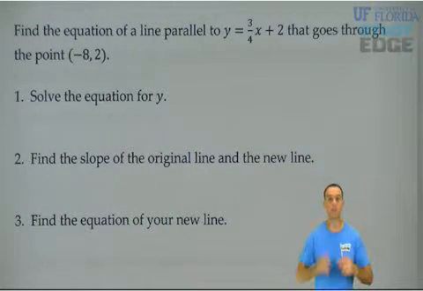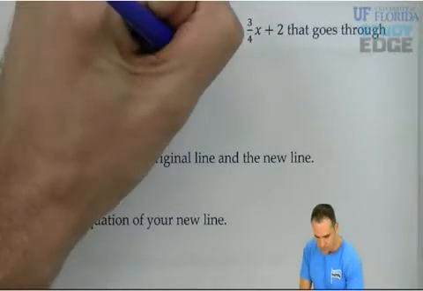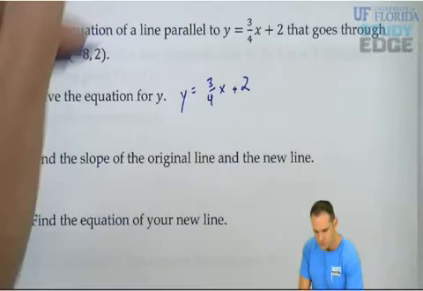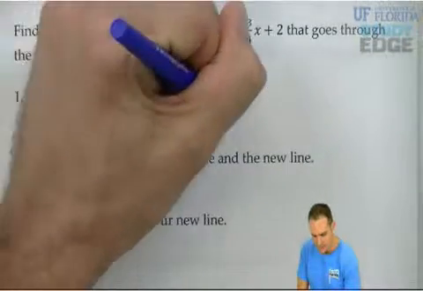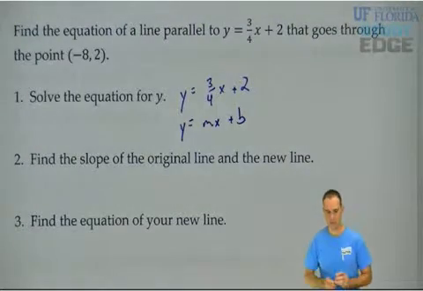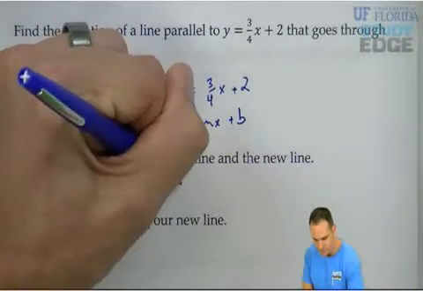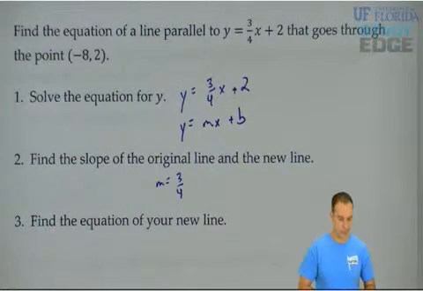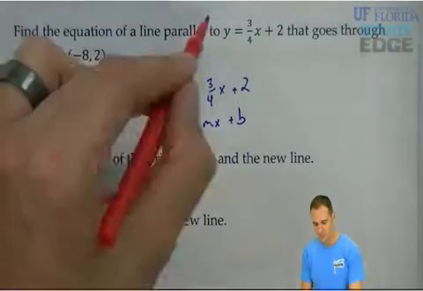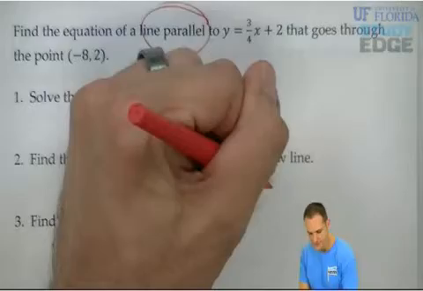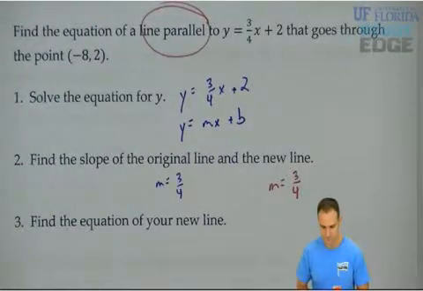Step 1, solve the equation for y. And it already is. How nice. Y equals 3/4 x plus 2 because we want it to look like y equals mx plus b. What is the slope of the original line? The original line has a slope of 3/4, and now the new line is going to have a slope of what? Parallel lines have the same slope, so the new line will have a slope also of 3/4.